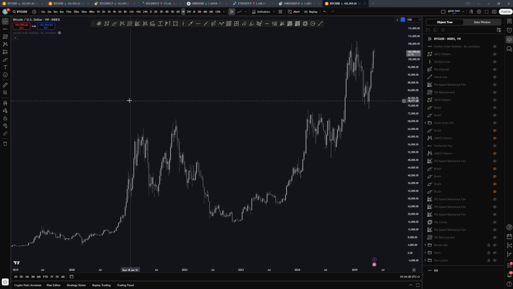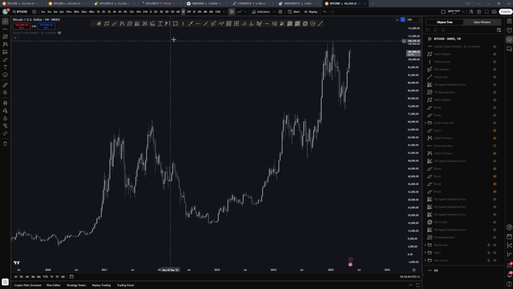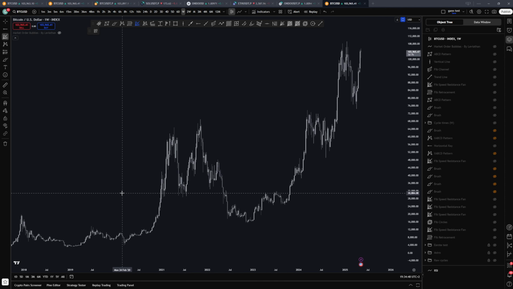But yeah, that is what I want to go over today. So let's get into that. What I want to start with is a fan. And the way we draw fans is very simple. The way we draw fans is almost identical to the way we draw fibs. They just look a lot more complicated, but they are almost the same thing. So let's look at fans.